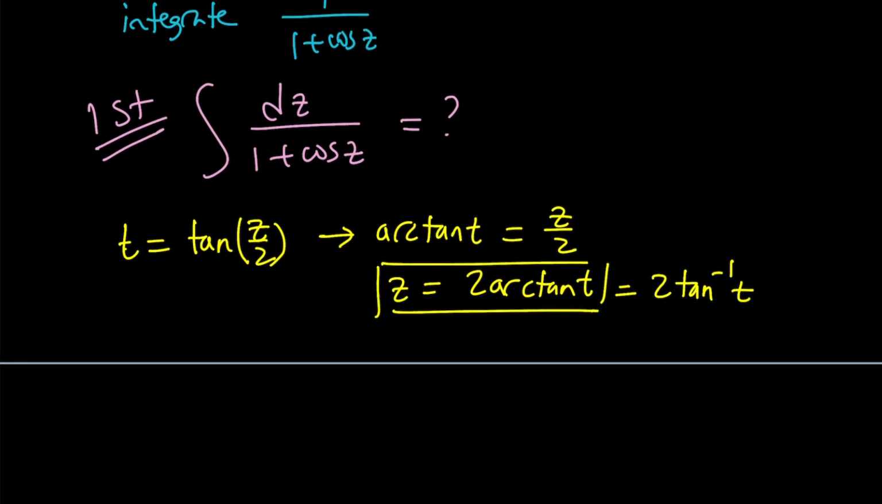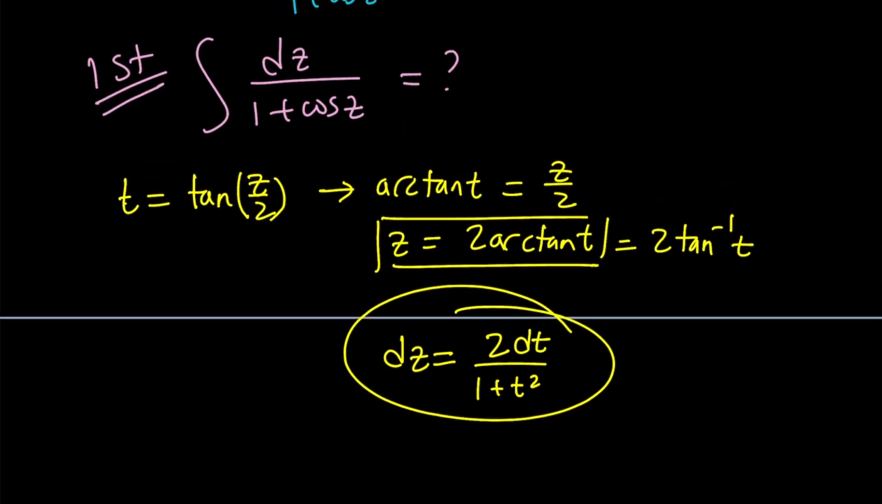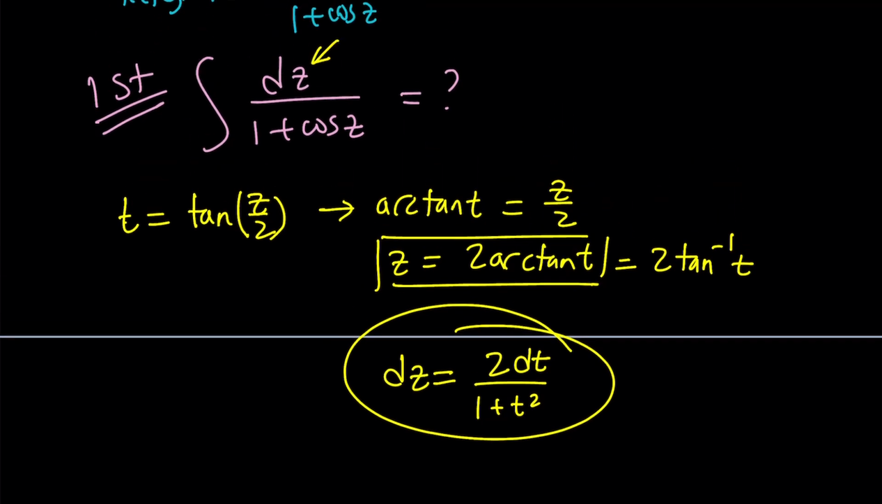And then from here, we're going to find dz, right? What is dz? dz means you're going to differentiate it with respect to t, which is going to be 2 over 1 plus t squared, and you're going to multiply by dt, so I can write it as 2 dt over 1 plus t squared. Let's save it because we're going to use it in our expression. Notice that we have a dz here. The next thing we need to do is replace cosine z with something under this substitution. Obviously, this gives us something to work with, but we need to find cosine z in terms of t. Make sense? Okay, let's find it.